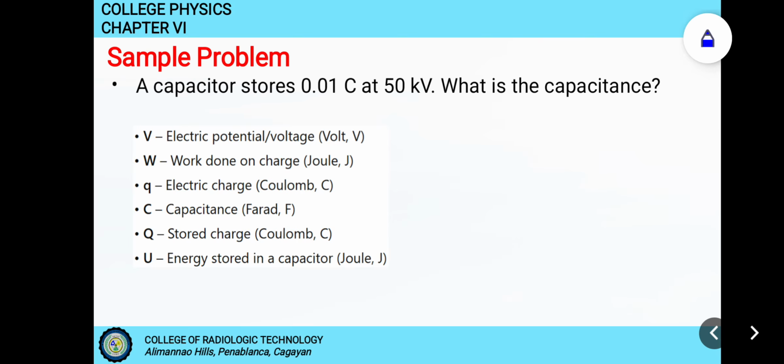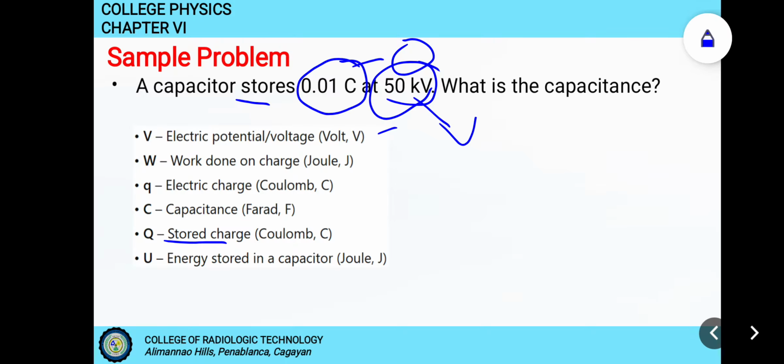A capacitor stores 0.01 coulomb. Take note that this 0.01 coulomb, class, is not an electric charge. It is a stored charge because it says stores. That is why this is your Q. At 50 kilovolts, kilovolts, that is our V now.